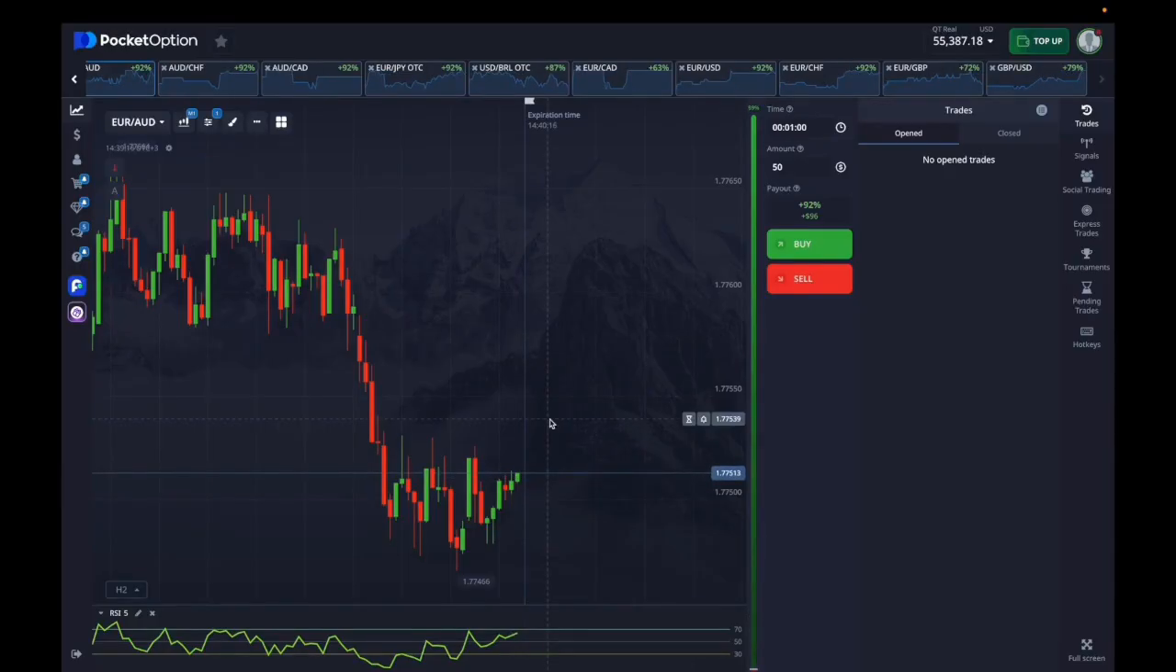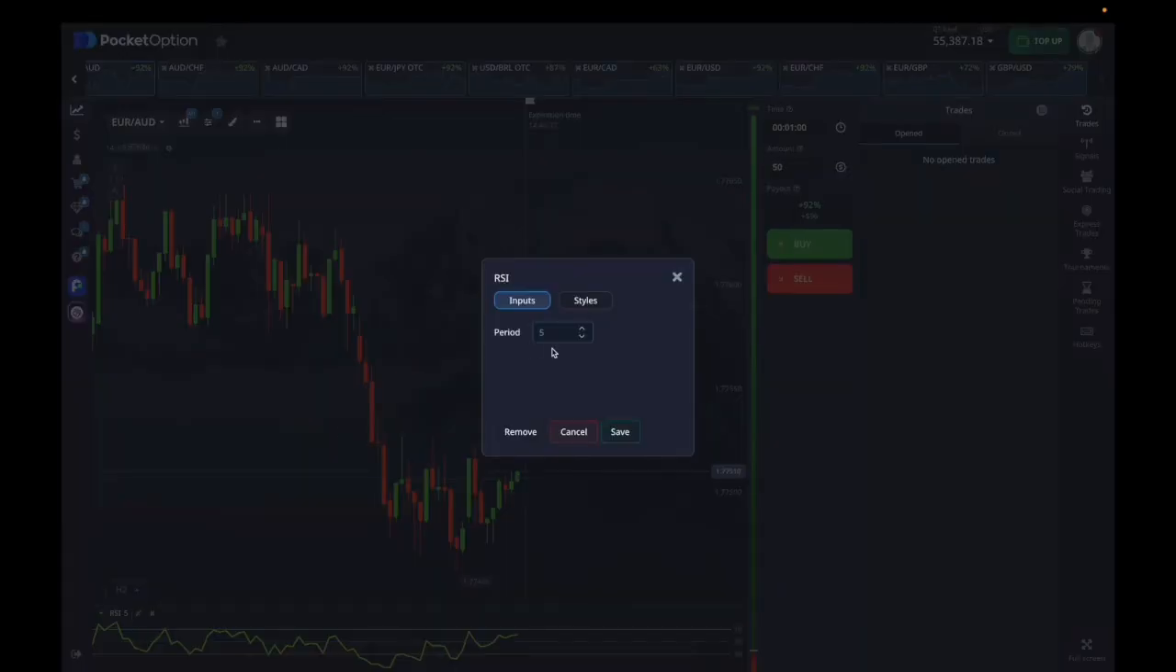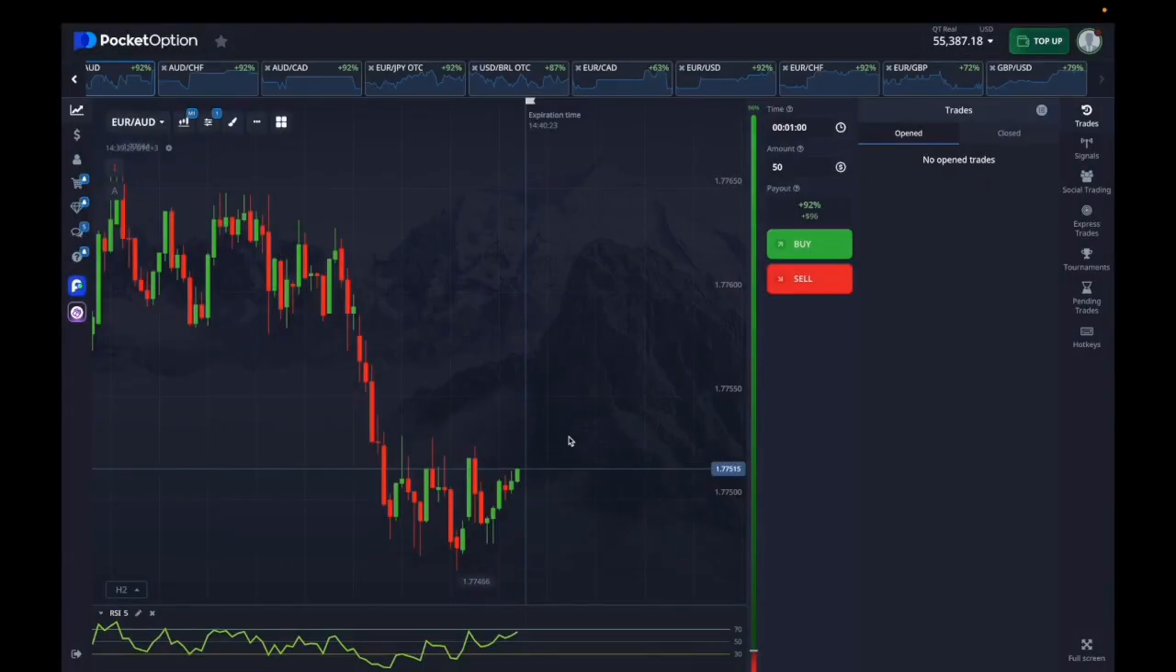Second tip. Experiment with the indicator settings and find the parameters that work best for you. I think this will come with experience. The main thing is to get started.